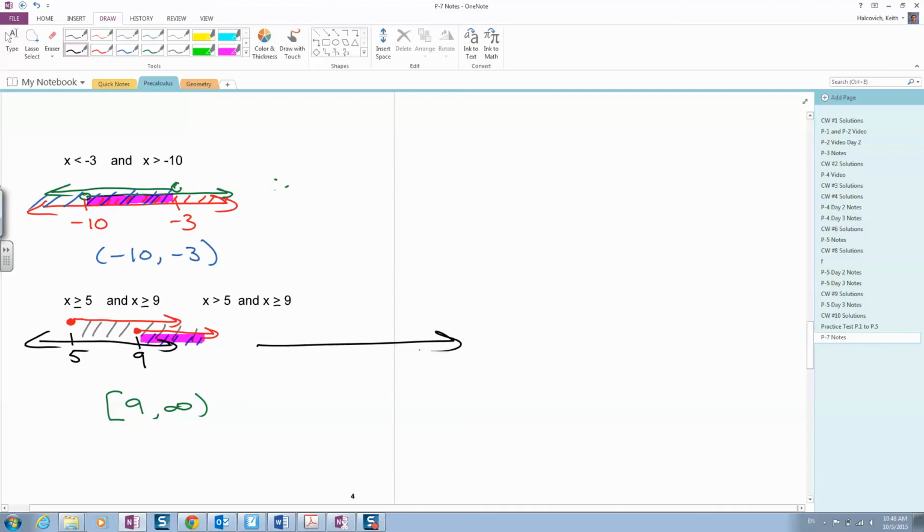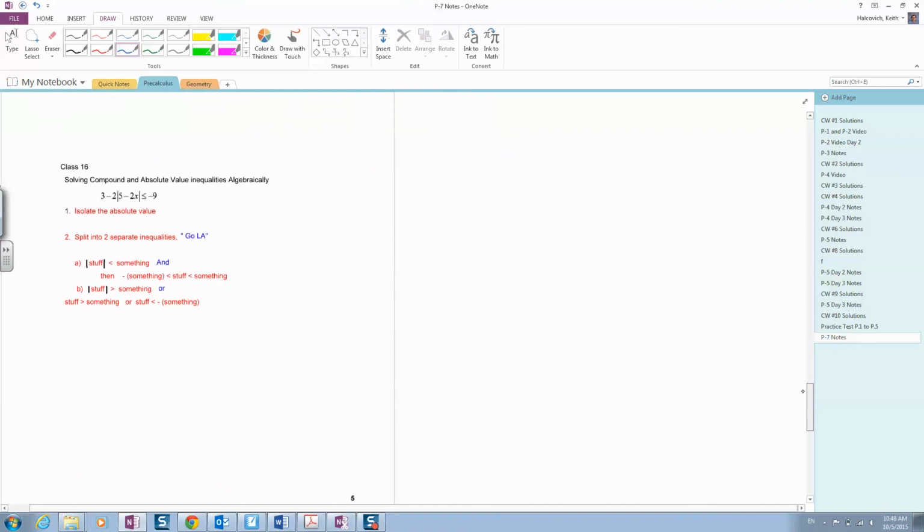For the next one, 5 and 9, you're going greater than 5 and greater than or equal to 9. So then you have the rain here, and then you have the rain, different color, come in there. Notice the overlap is right here, and it's the same thing. We're going to go from 9 to infinity.